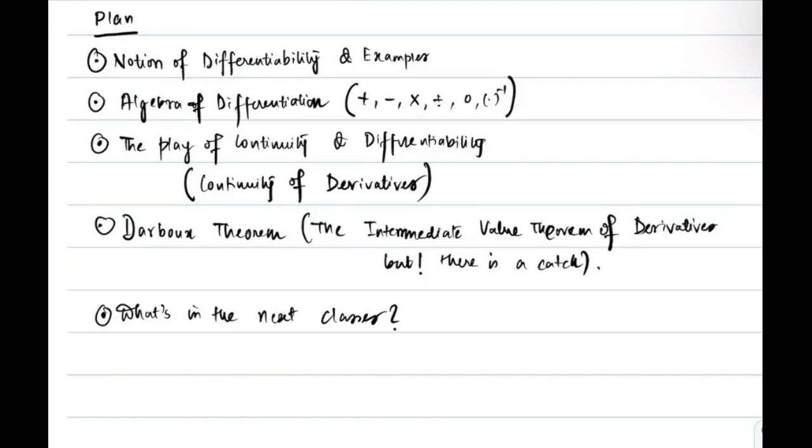We'll start with the notion of differentiability and why it's important, and a few examples of it. You have learned quite a lot because you have done derivatives in your entire high school, 11, 12, probably in the 12th standard, and you know about derivatives a lot.